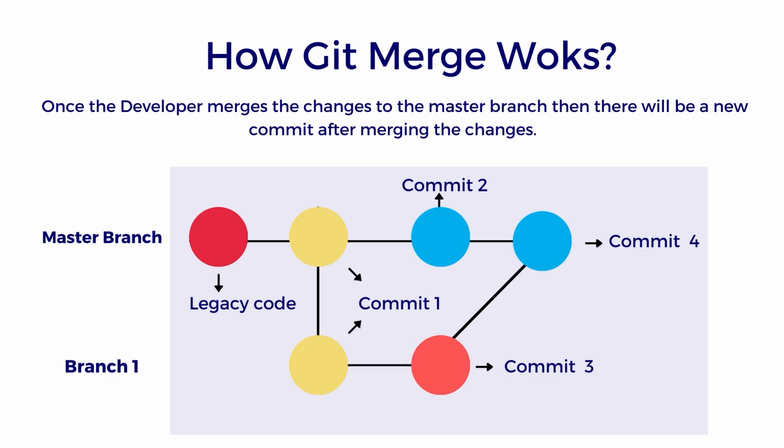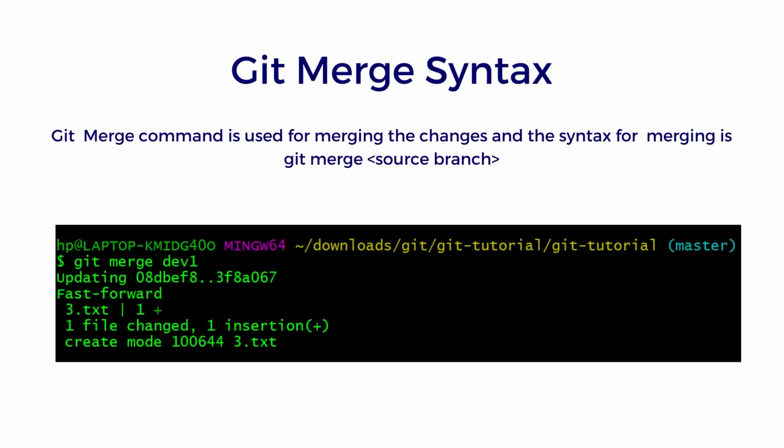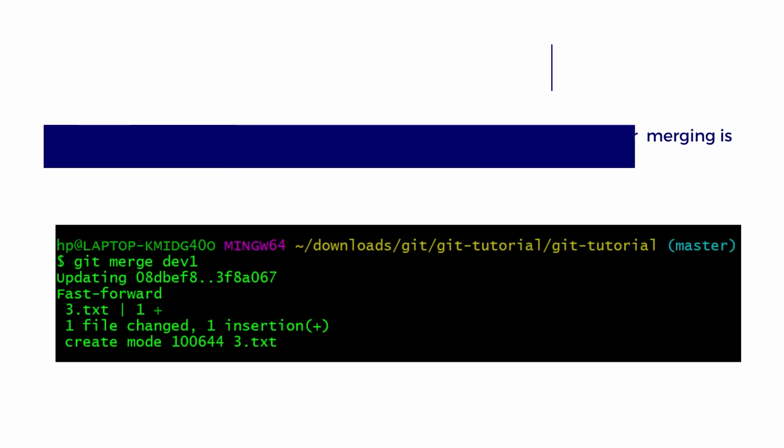Till now, we have seen how this merging works. Now we will see the syntax to achieve this merging. The git merge command is used for merging the changes, and the syntax for merging is git merge followed by the name of the source branch. Here the screenshots show how the changes are added after executing the merge command. So far, we have seen the git merge command.